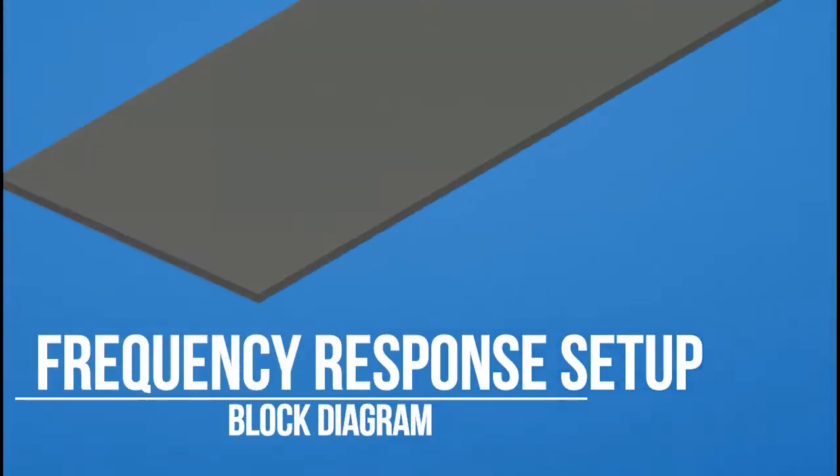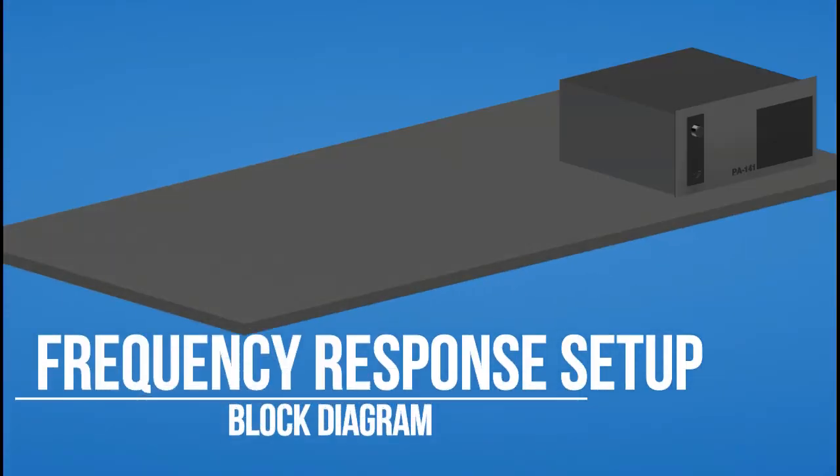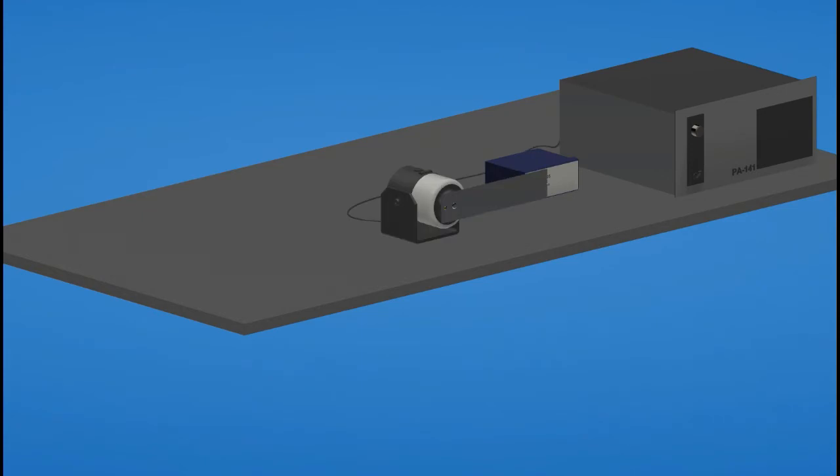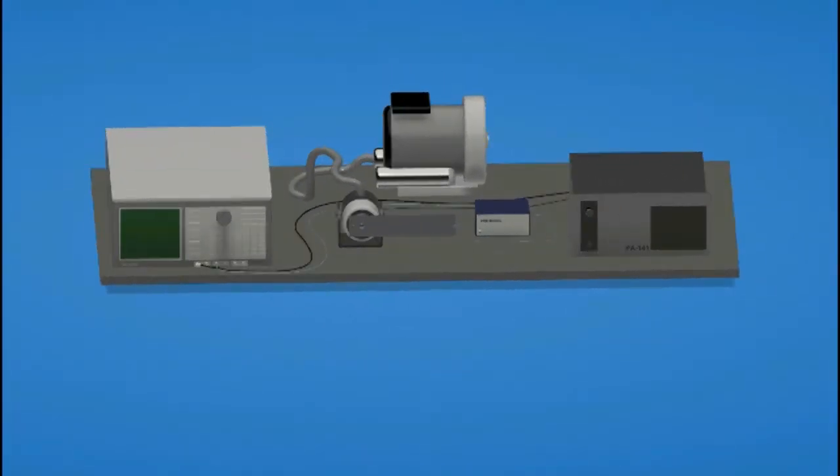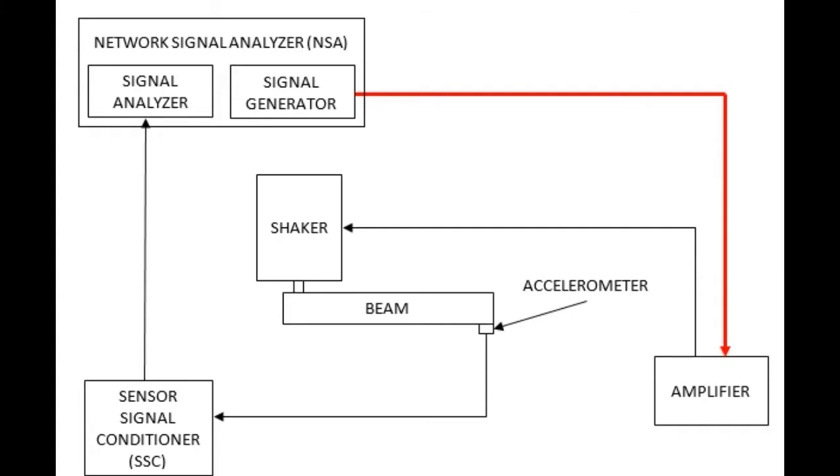For this experiment, we used an amplifier, an accelerometer signal conditioner, a shaker with a beam and an accelerometer attached, a compressor, and a network signal analyzer. To begin the frequency scan experiment, we input a frequency range into the NSA. This outputs a sine signal to the amplifier at the desired frequency.